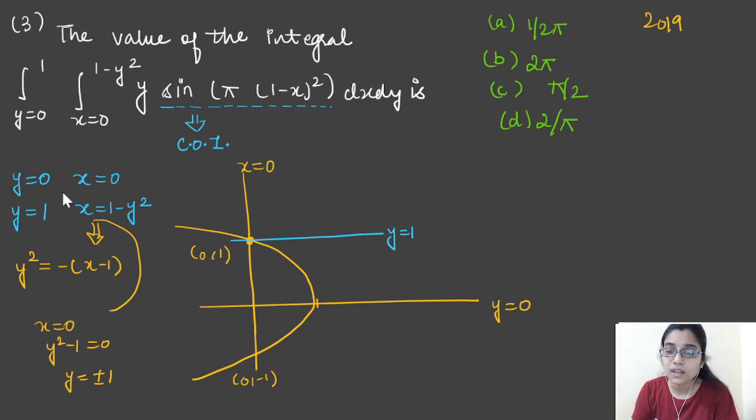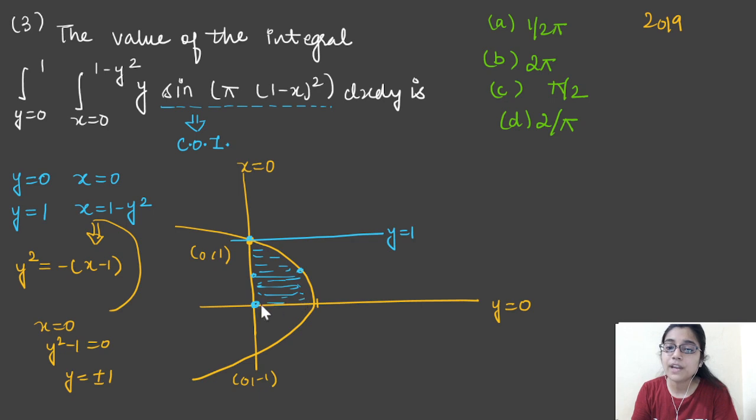Go through the limits. The limit of y is from 0 to 1. This is your y equal to 0, this is your y equal to 1. Obviously it means we do not have to consider this region. We have to consider the region from y equal to 0 to y equal to 1. Always take help from the limits. And the limit of x is from 0 to 1 minus y square, left to right. This is your x equal to 0, this is your x equal to 1 minus y square. It means they are talking about this region.